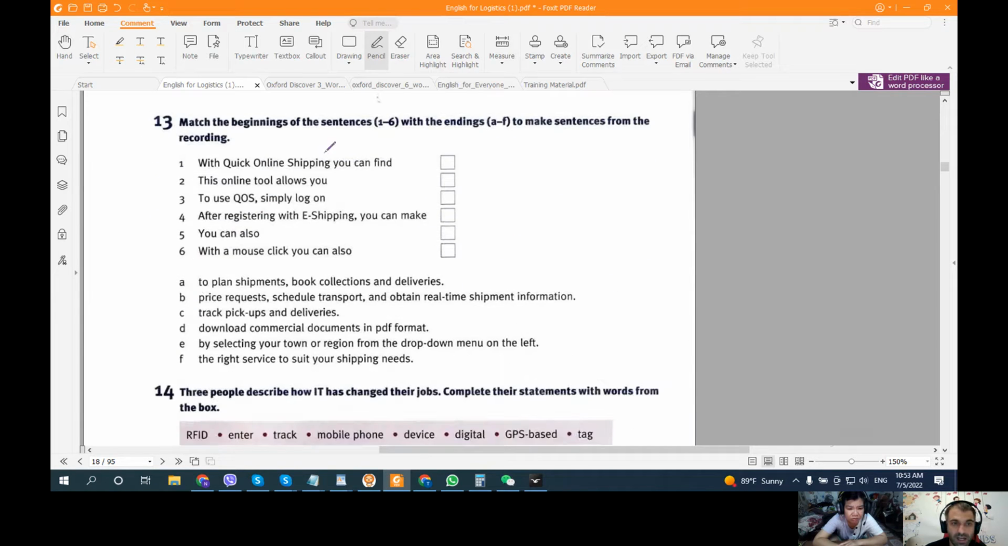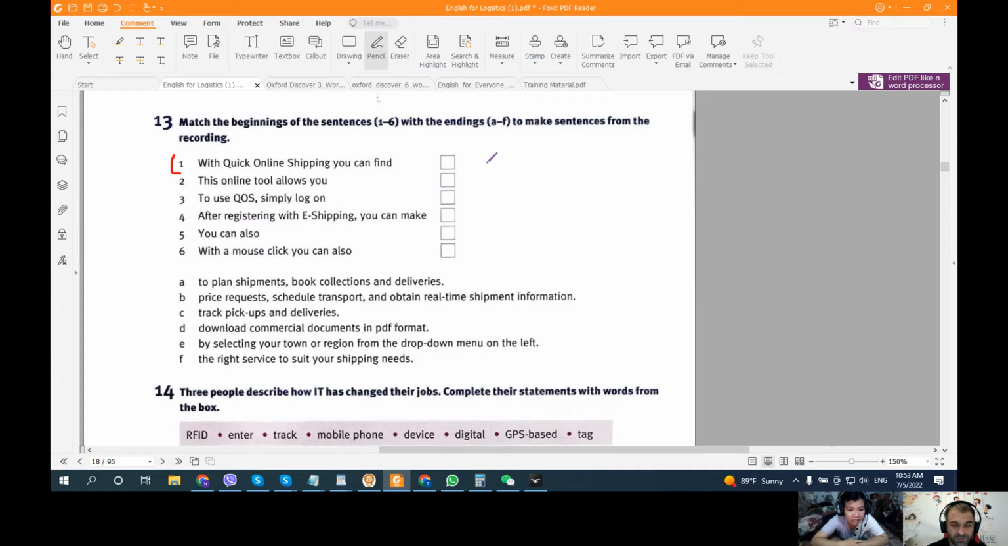Okay, now match the beginnings of the sentences 1 to 6 to A to F to make sentences from the recording. Okay, can you please read number 1? Which quick online shipment you can find? You can find. Yes. Find price request, skill transport, and obtain real-time shipment information. Price, just one moment.